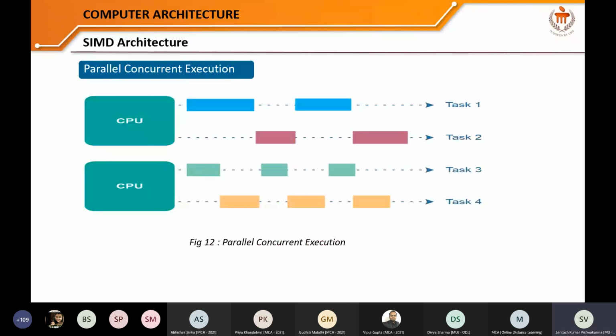This architecture is the parallel concurrent execution. As you can see, we have two servers or two CPUs over here, and they are serving task 1, task 2, task 3, task 4. So in parallel, you achieve the concurrent execution also. So this is a true parallel concurrent execution system.